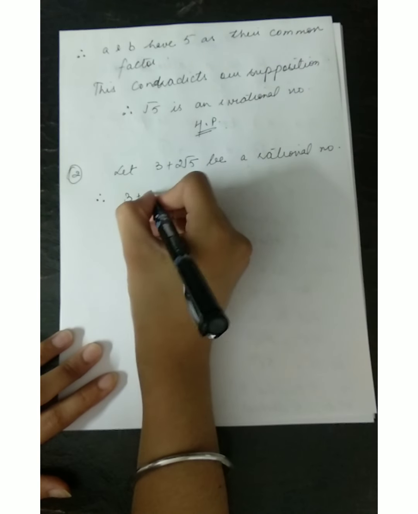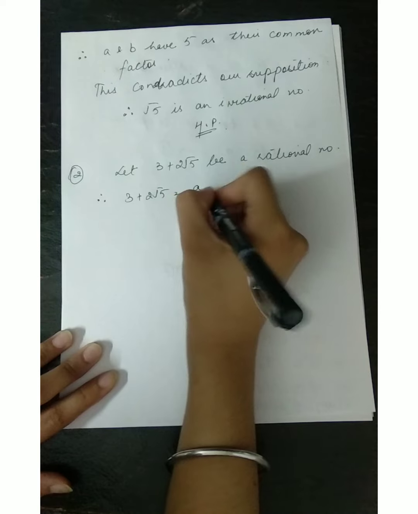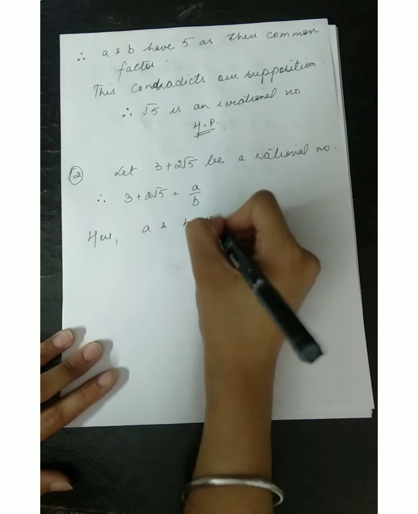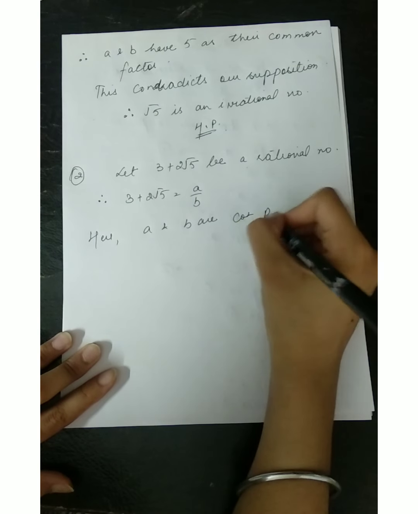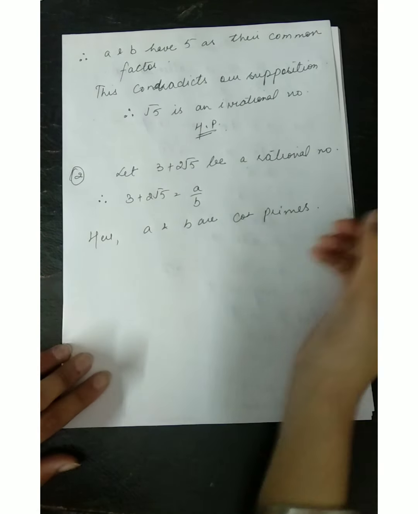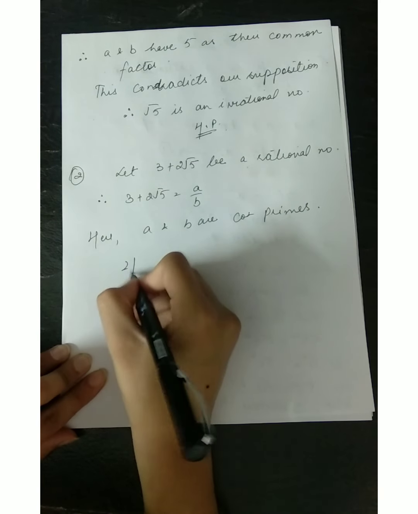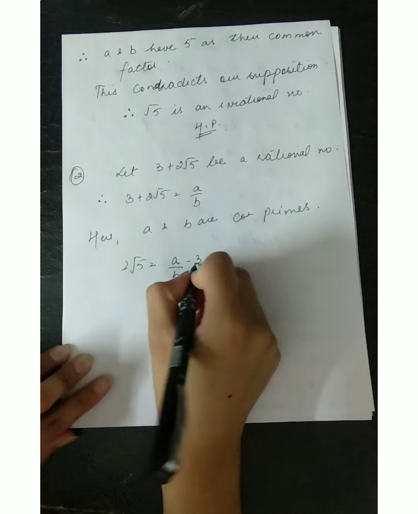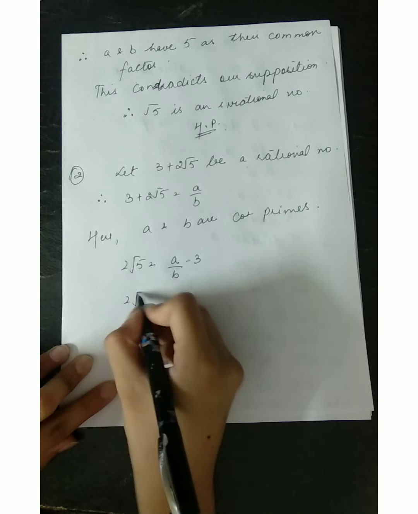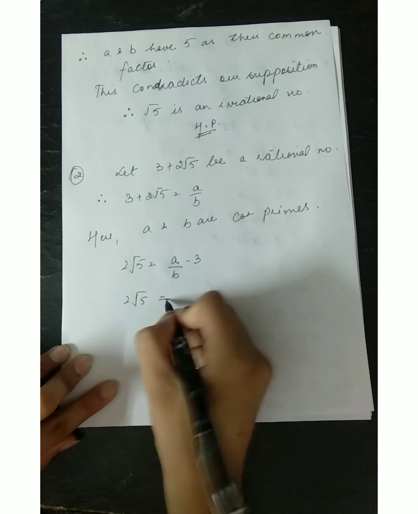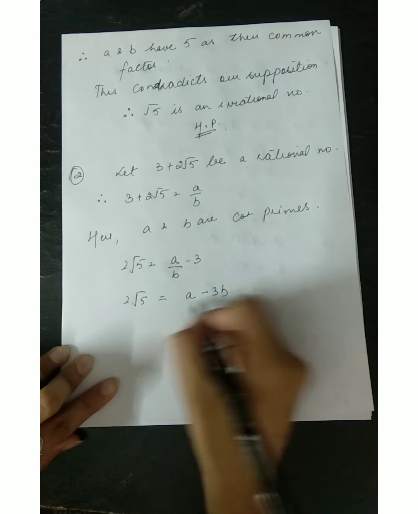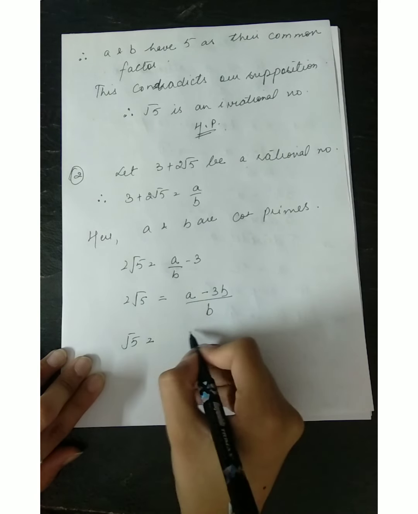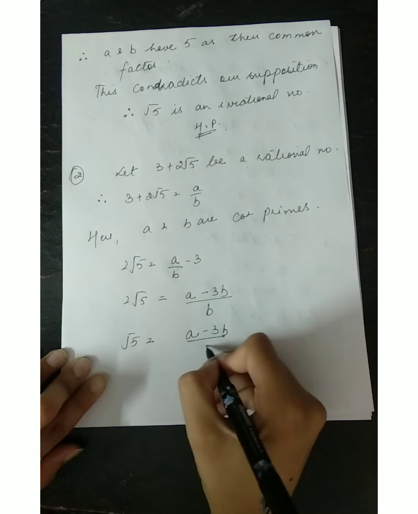Therefore, 3 plus 2 root 5 is equal to a upon b. Here, a and b are co-primes. Now 2 root 5 is equal to a upon b minus 3. 2 root 5 is equal to a minus 3b upon b. Root 5 is equal to a minus 3b upon 2b.